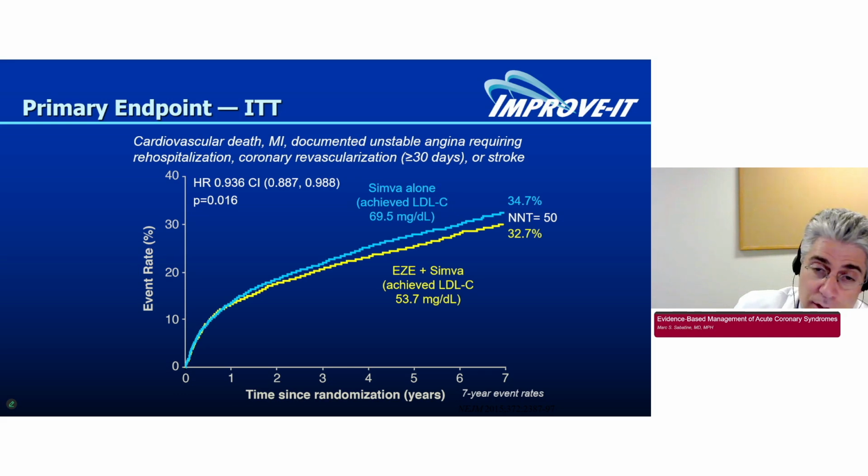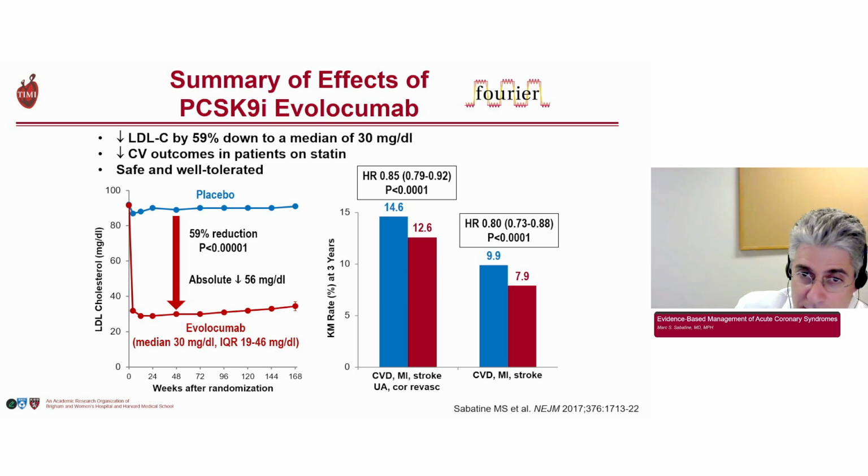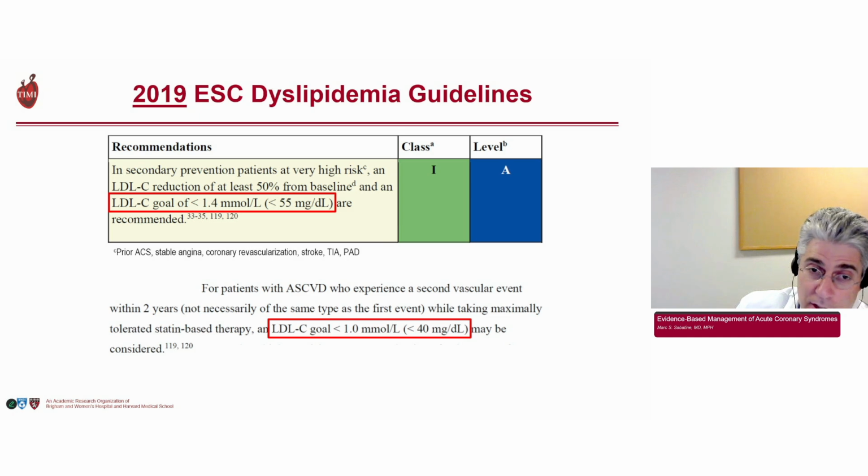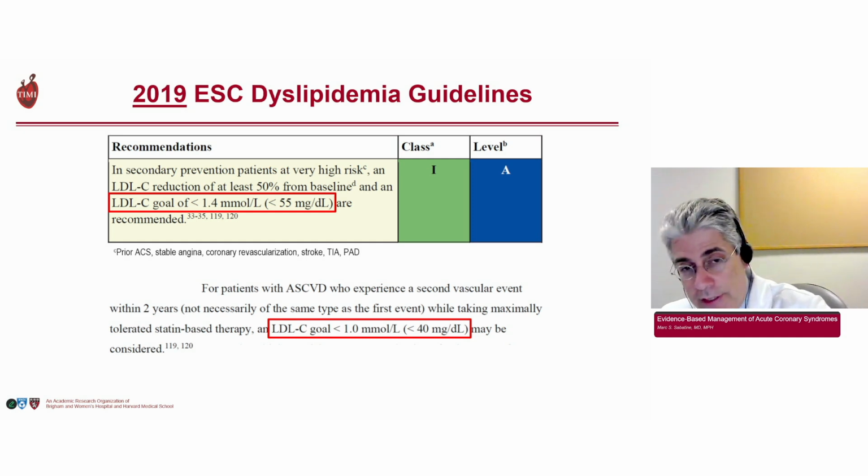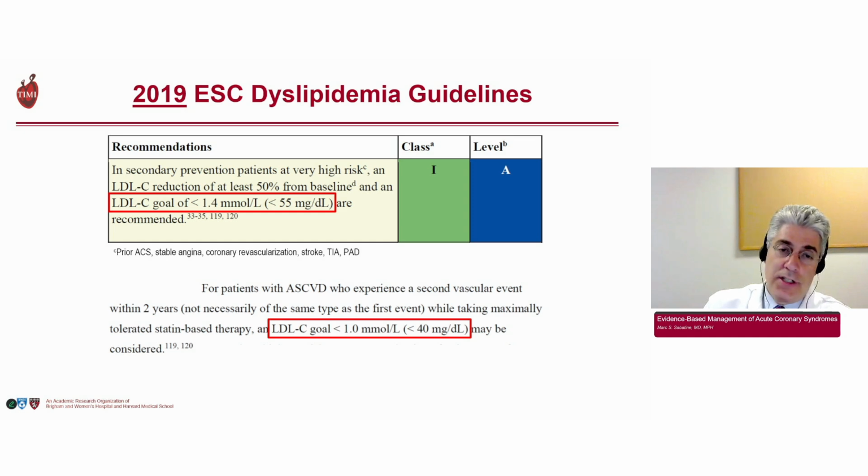Then we did IMPROVE-IT, which achieved a level in the mid-50s. We did FOURIER, which achieved a median of 30 milligrams per deciliter. And so in the guidelines, we debated where to set the target. It previously was at 70. We decided to drop it down to 55, or 1.4 millimoles, as a first reasonable initial step to improve LDL control for these patients with cardiovascular disease.